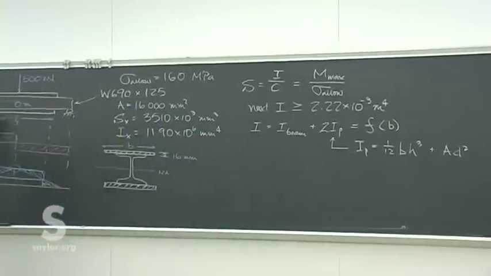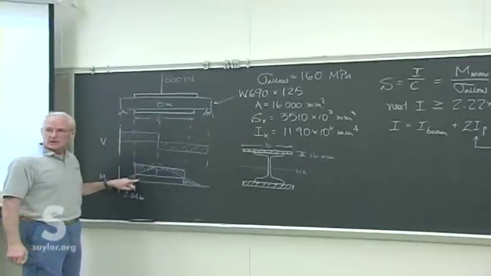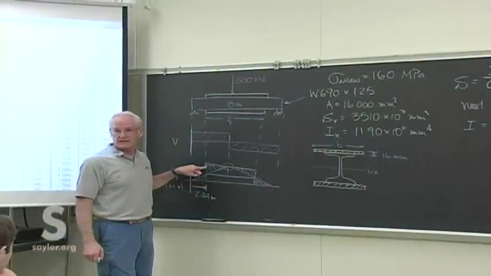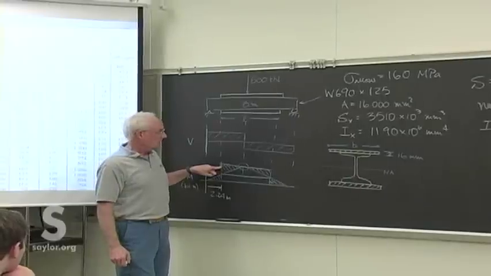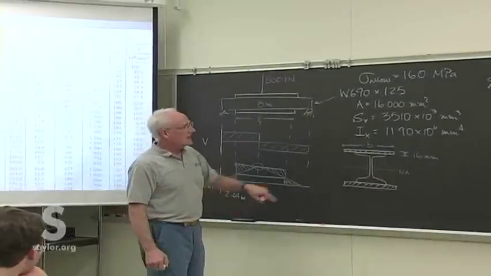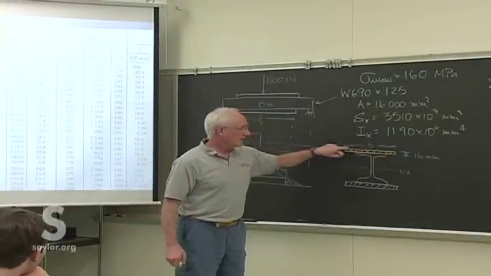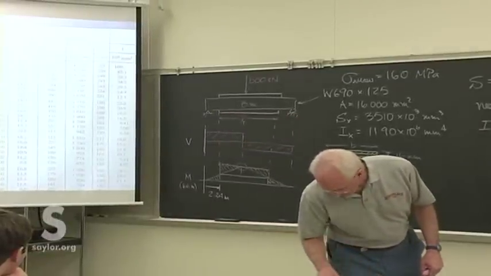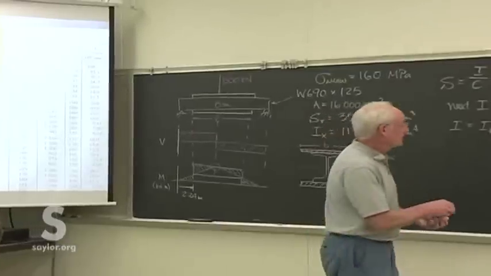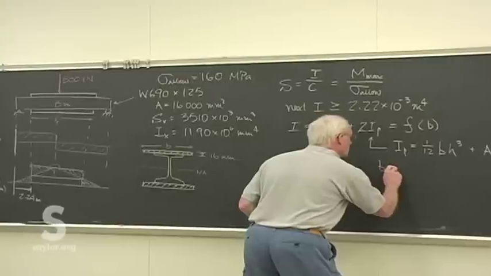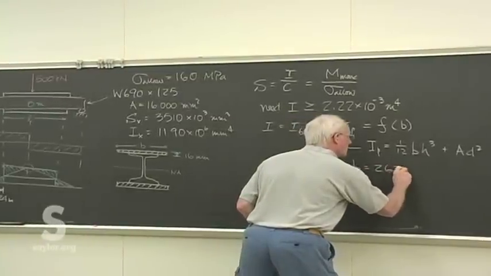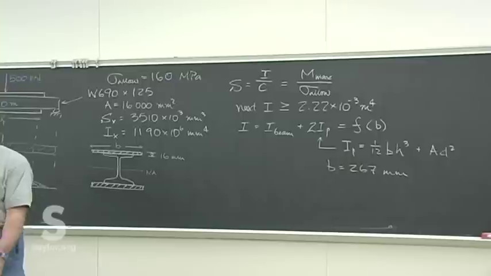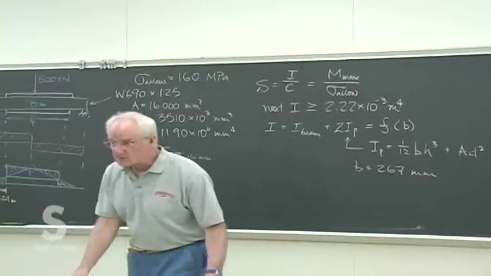So we'll know how long the plate should be. We got that just from the moment diagram so that we know what part we haven't protected with the regular beam, how much extra we need to protect. And then we have now the width of these plates. And you should get then about 267 millimeters. So that was real quick just because we're at the end.